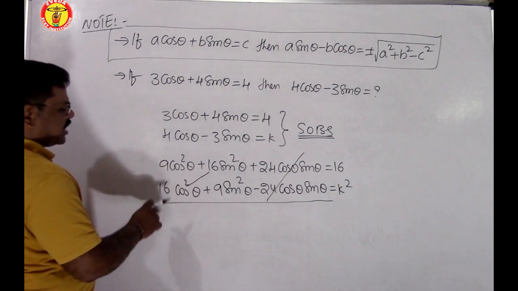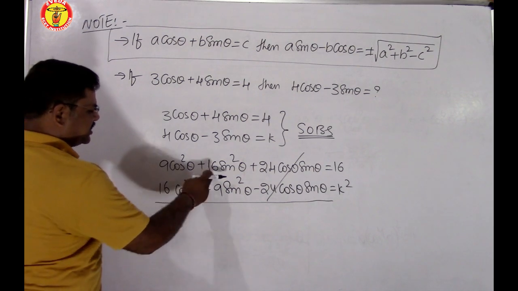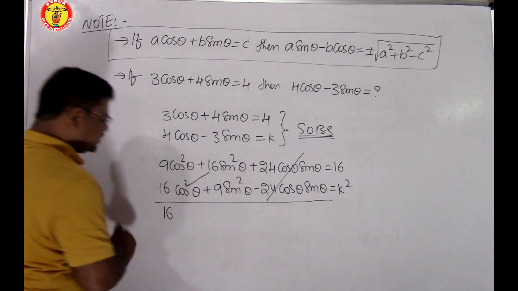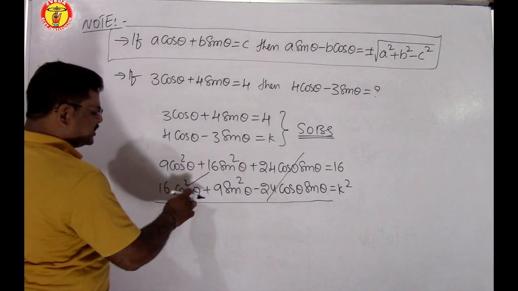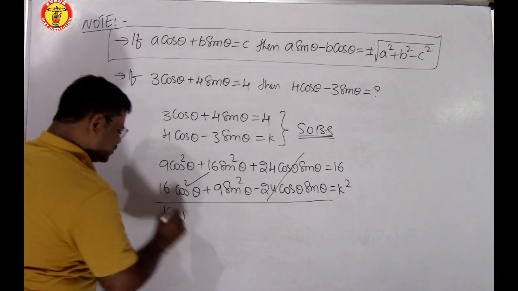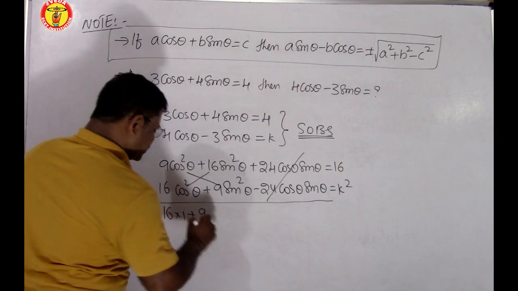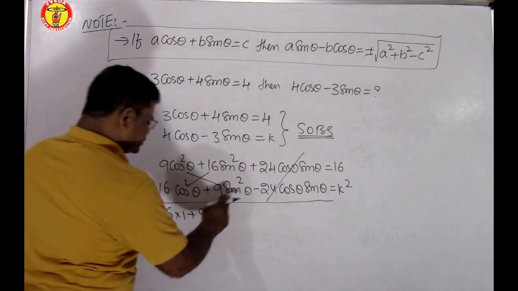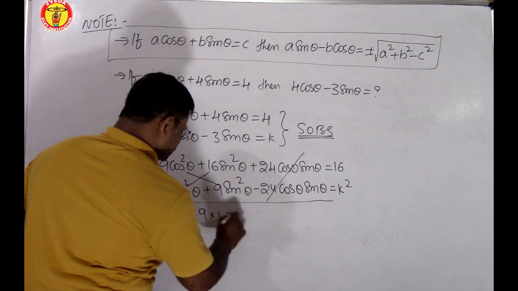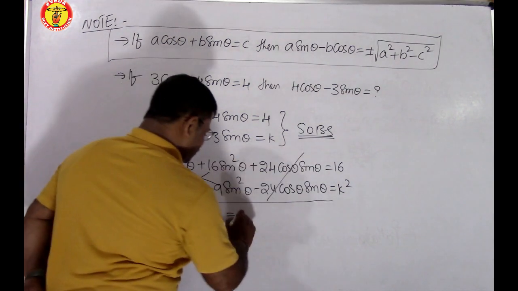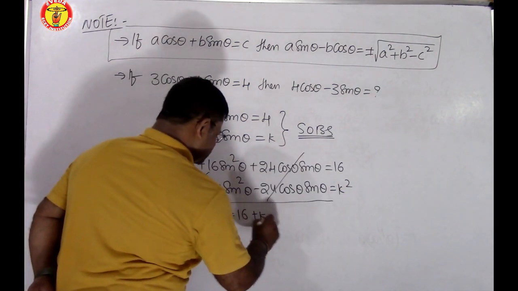You have to make the combination like this. If you take 16 as common, then sin square theta plus cos square theta is equal to 1. Plus, if you take 9 as common here, cos square theta plus sin square theta is equal to 1, which is equal to, here we have 16 plus k square.